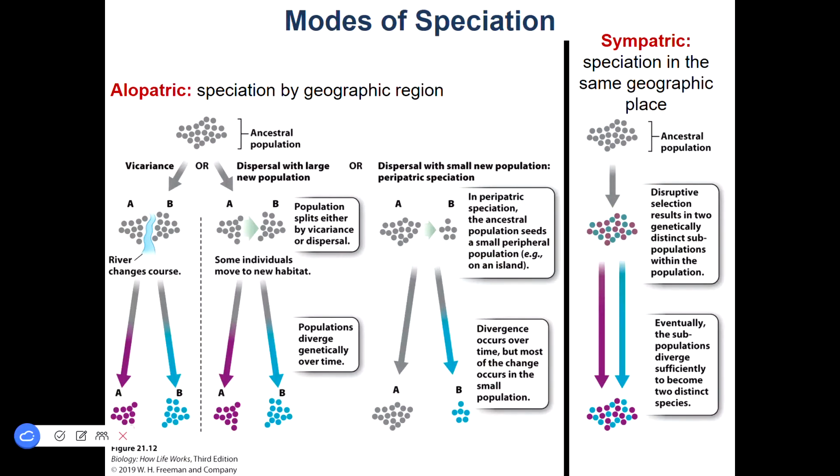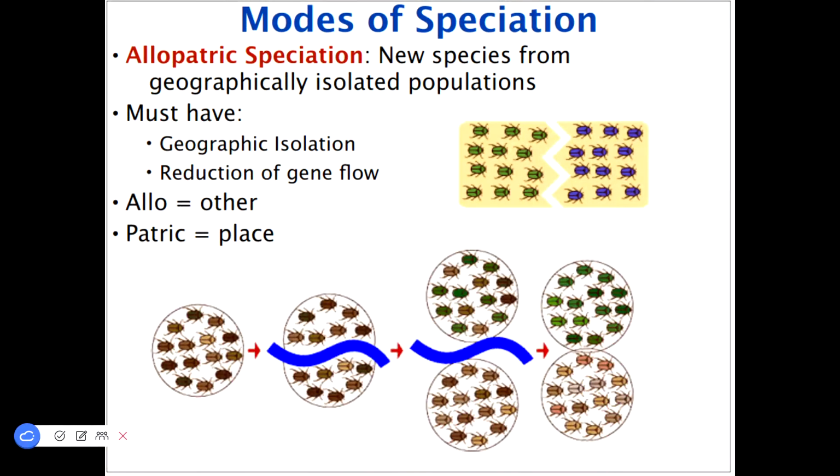So I'm going to go through each of these in more detail with pictures. So allopatric speciation. New species is from geographically isolated populations. So there's something that happens. For example, we have, because I like insects, beetles, there's a river that forms. Which organisms were on either side of that river was random, and over time, mutations will occur and allele frequencies will change so that now we have two very distinct populations.